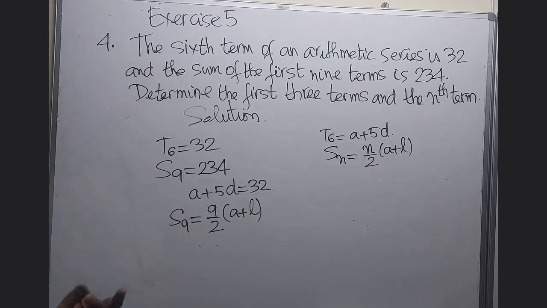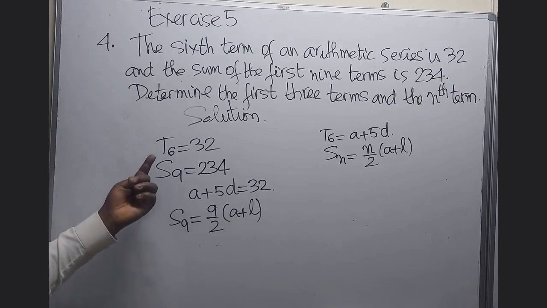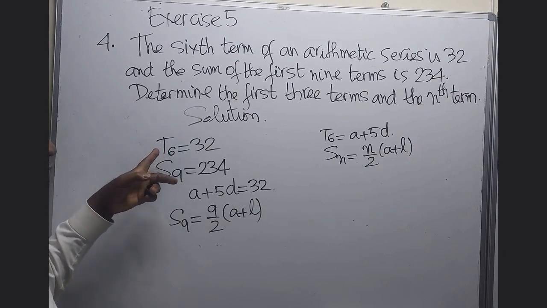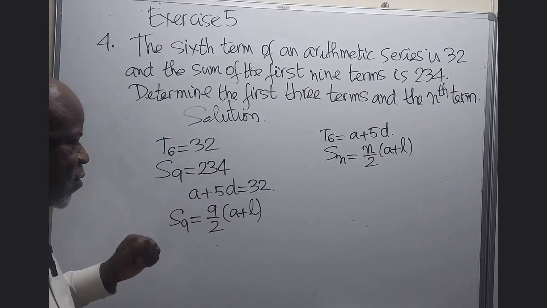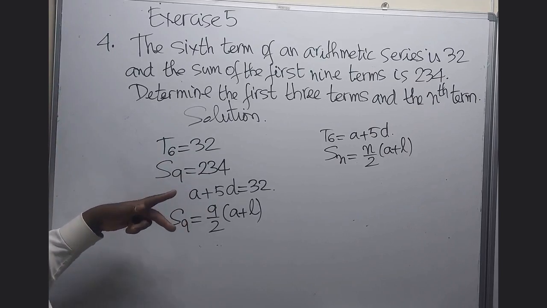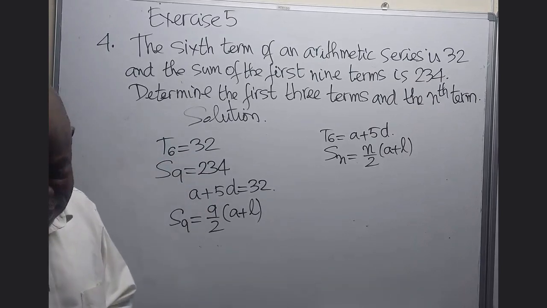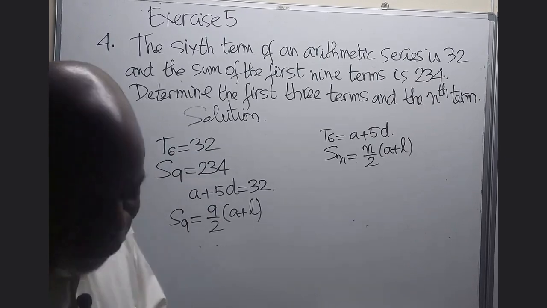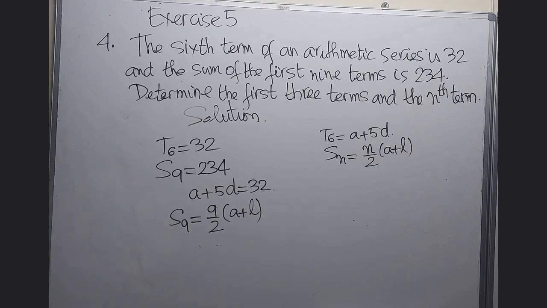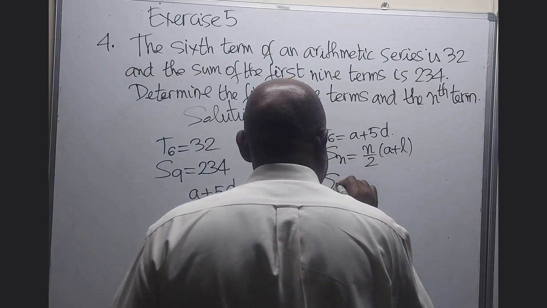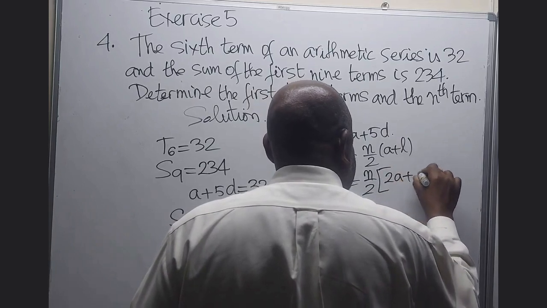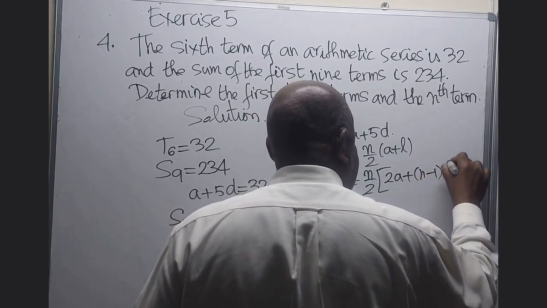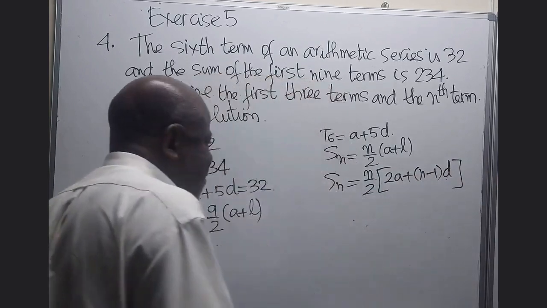As you can see, we know that P6 is 32 and S9 is 234. We can use these two formulas in order for us to get the first three terms. And what are we going to do? We will use this other version of the formula. Remember, Sn is equal to n over 2, 2a plus n minus 1 times d.